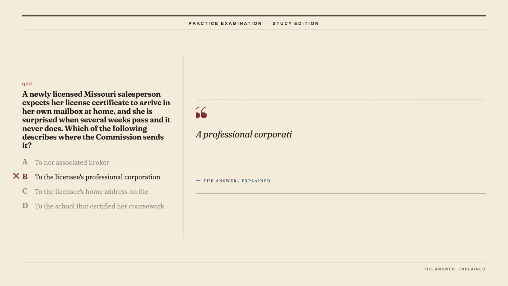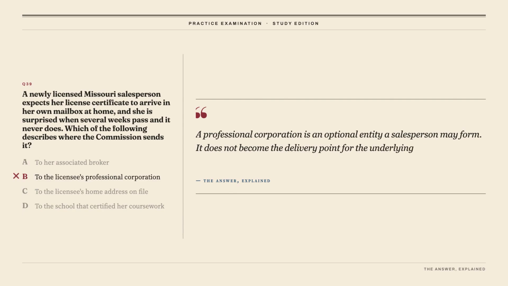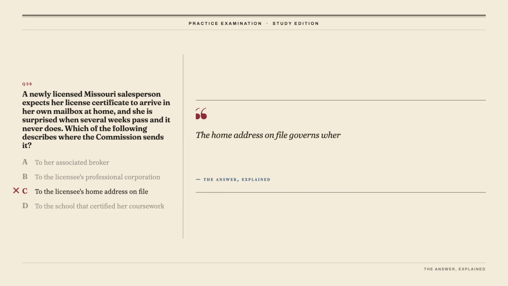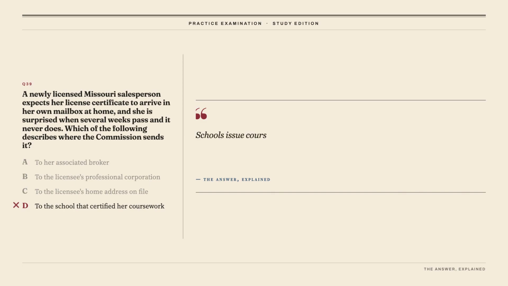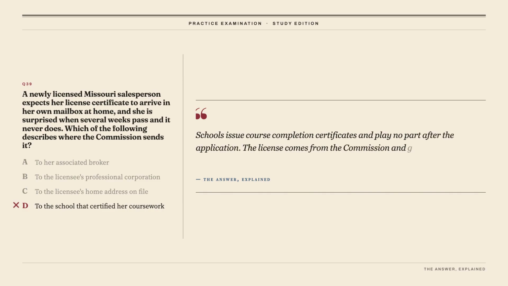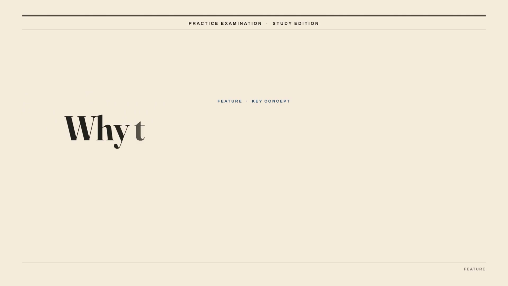B is wrong because a professional corporation is an optional entity a salesperson may form. It does not become the delivery point for the underlying individual license. C is wrong because the home address on file governs where Commission correspondence and inquiries go. The license document itself follows the brokerage association rather than the licensee's residence. D is wrong because schools issue course completion certificates and play no part after the application. The license comes from the Commission and goes to the supervising broker.